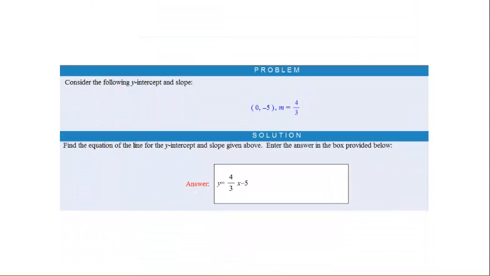Okay, same thing here. Same as the last one. They're giving us the information. We have m equals 4/3, and we have 0, negative 5 as a point. We know that's our y-intercept, so we know we can just put it directly into y equals mx plus b form, and we have y equals 4/3 x minus 5.